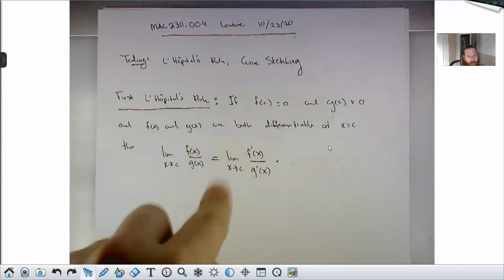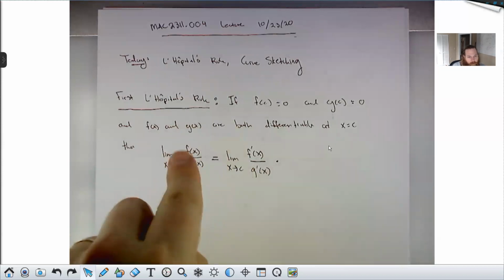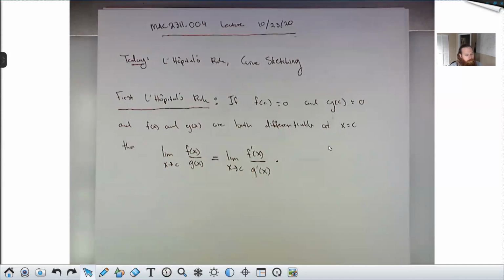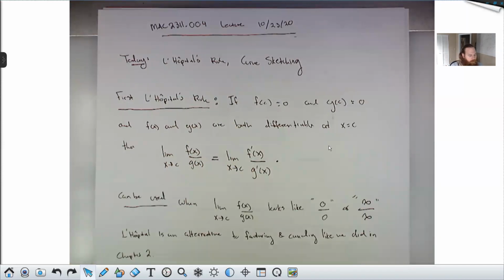So if you're trying to take a limit of a ratio, a fraction, the top and the bottom are both going to 0, then you can differentiate the top and bottom and try again. In other words, this can be used when the limit as x goes to c of f of x over g of x looks like 0 over 0 or infinity over infinity. And L'Hopital's rule is an alternative to factoring and canceling like we did in chapter 2.